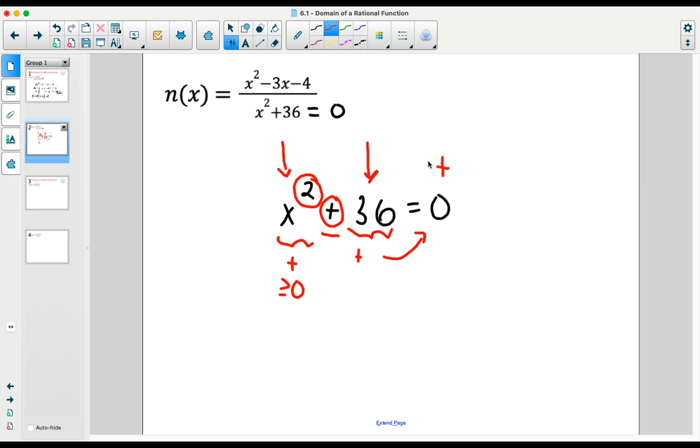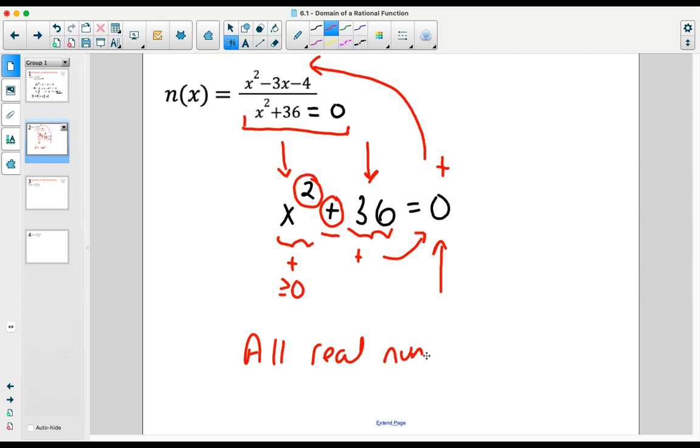So when we're considering the domain, we're not looking at this numerator at all. We are concerned only with the denominator. That's where our disqualifications are going to be. And here we don't get any, because the value of the bottom function is always going to be positive. So here we just say that our domain is all the real numbers.